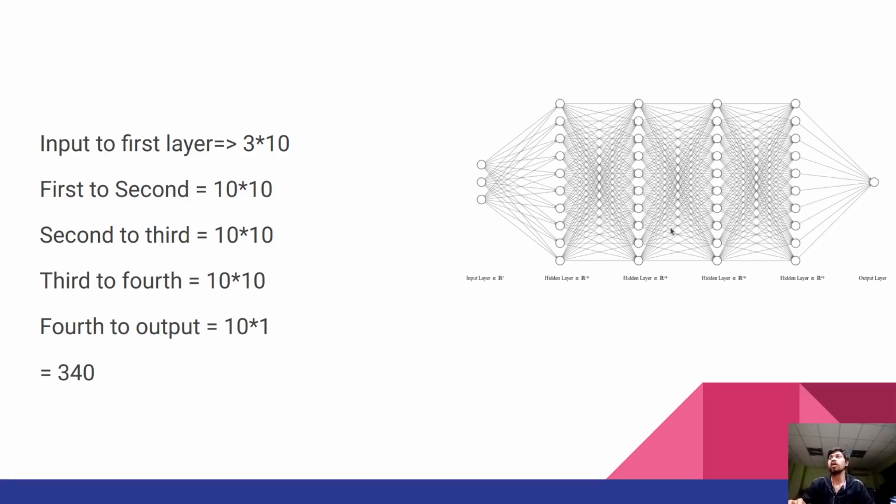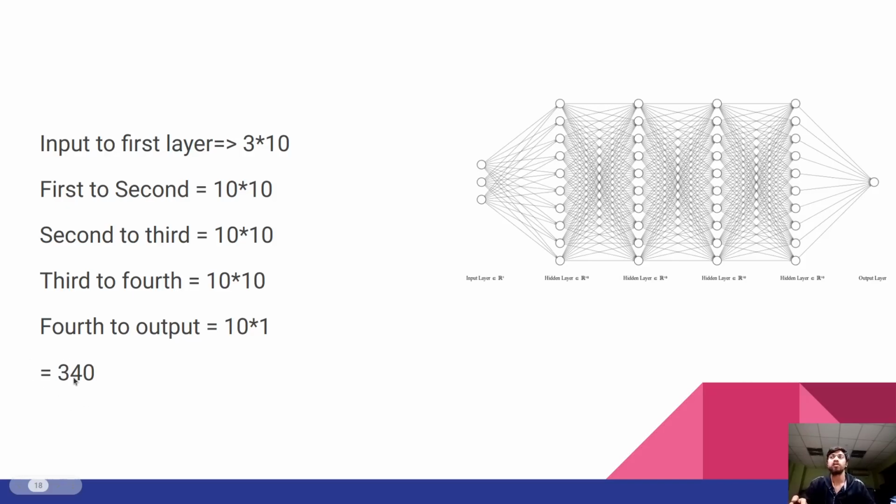Third to fourth again, 10 into 10, 100 weights. And finally, there are 10 nodes here and every node has an edge to the output, so 10 into 1. So 3 into 10 is 30, then 100, 100, 100, and 10. So 300 plus 30 plus 10 is 340. This is the total number of trainable parameters of this model, considering that we do not have any bias term here.